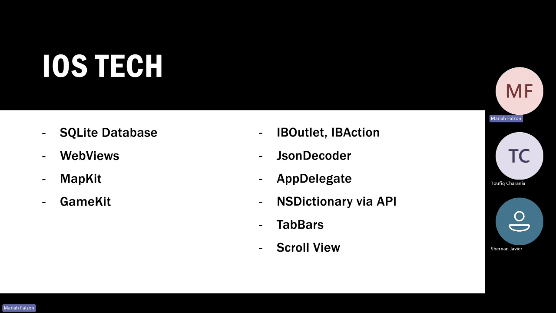IBOutlet and IBAction are just for all of the variables and the functions. The JSON decoder was for the API decoding. That is just to take in the response from the API and make sure it's being decoded into the right object for our application. The app delegate holds all of the code for the database. Dictionary, which the API stores it as a dictionary, so it has its items, and then it has all of the data it pulls in.